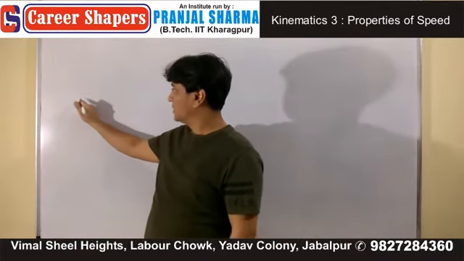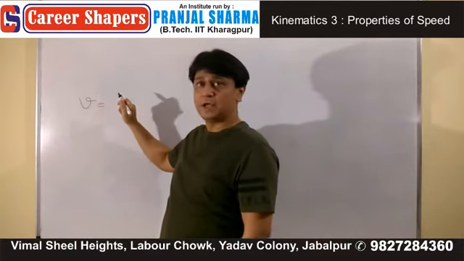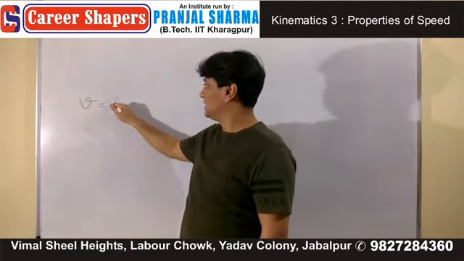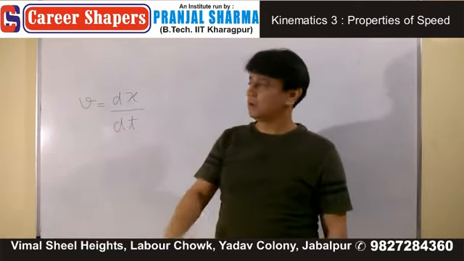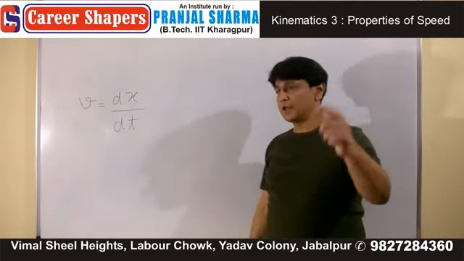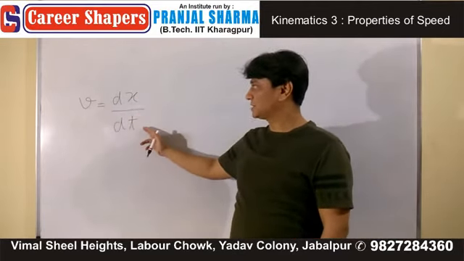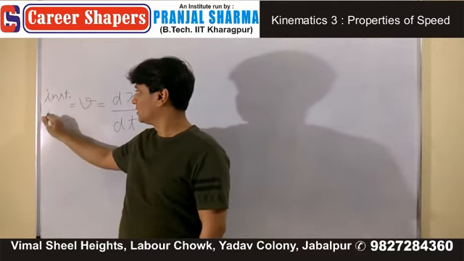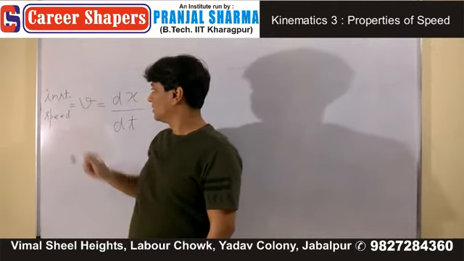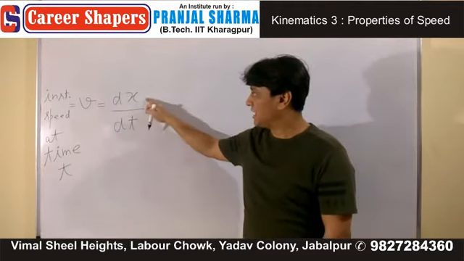Instantaneous speed is mathematically defined as dx upon dt. Don't worry, these terms will be clear in a few seconds. V is dx upon dt. This V is instantaneous speed. In fact, write down like this: instantaneous speed at time t is V equals dx upon dt.